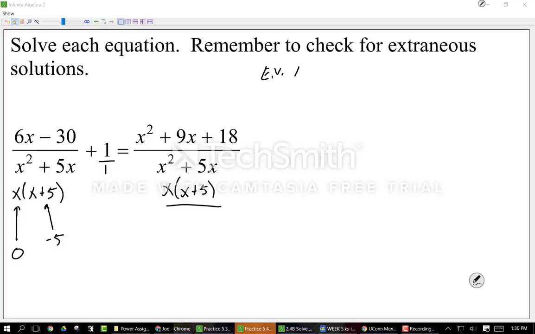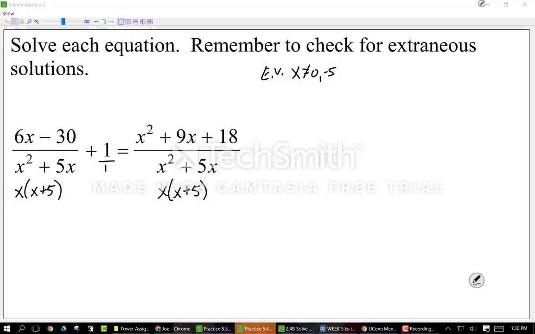Since these are the same, I have two excluded values, 0 and negative 5. So x can't be 0 or negative 5. Because my two denominators are exactly the same, x plus 5s, my first and last one, I need to find an LCD for this one. So my LCD for all of them is going to be the same: x times x plus 5, x times x plus 5, and then x times x plus 5.